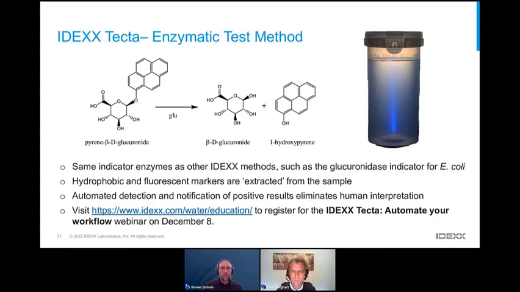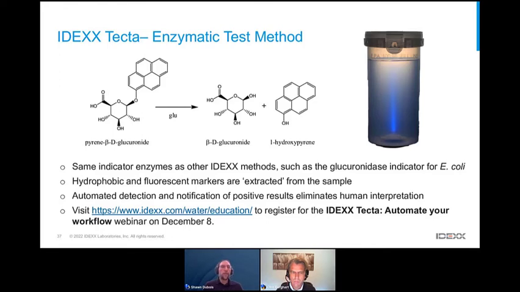So in the case of the Tecta test, we have a fluorogenic substrate for both the coliform detection and for the E. coli. But again, we're still looking for those same enzymes that we look for using Colilert, Coli-18, and Colisure. The indicator here is a little different.